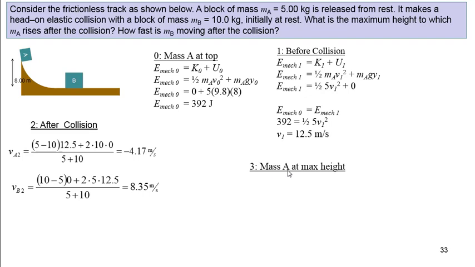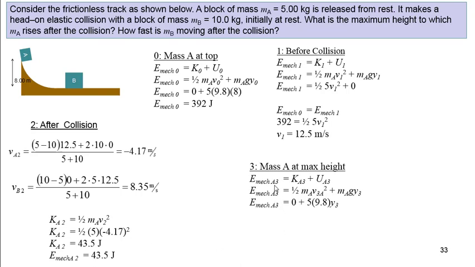So now when I want to calculate how high mass A reaches, I'm going to say that when it's at this height down here, it has a speed of 4.17 meters per second. That can let me calculate how much kinetic energy it has. And as it slides up, that kinetic energy will be converted into potential energy until it reaches that maximum height. So I'm just looking at the kinetic energy of mass A, right after the collision, so I use that velocity, and I get 43.5 joules. That's the total mechanical energy of mass A right after the collision.